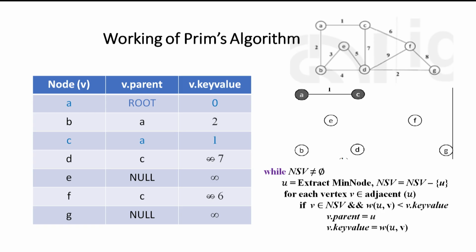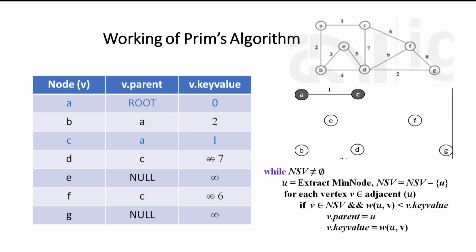So we find that from C, vertex D and vertex F are reachable. So now we modify the weight or key value of vertex D and F from infinite to 7 and 6 respectively, and accordingly we change their parents from null to C because these two nodes are reachable from C. So C will be the parent, and the weight from C to F and C to D will be 6 and 7 respectively. After doing that change we can see what is there in this slide.